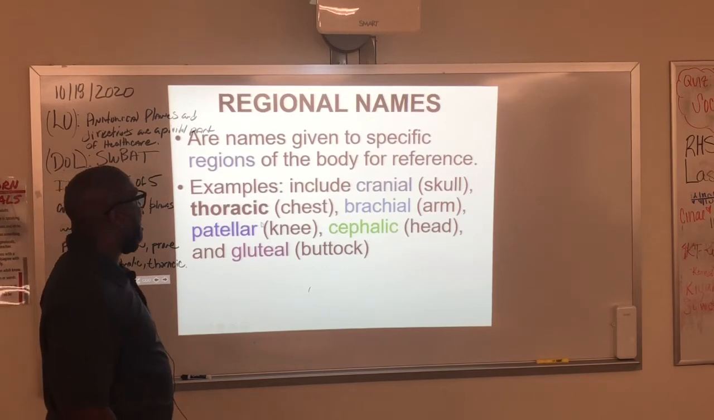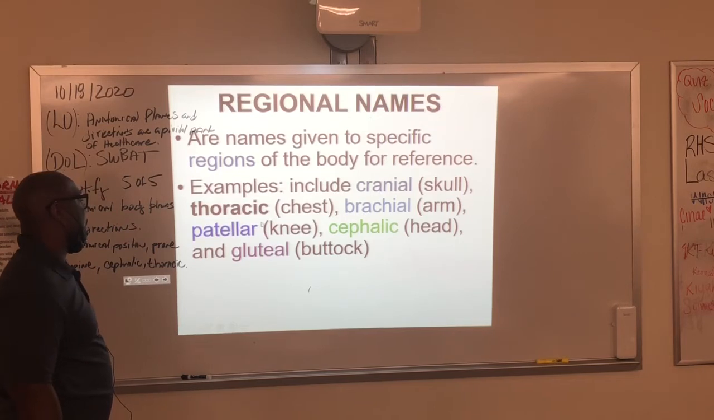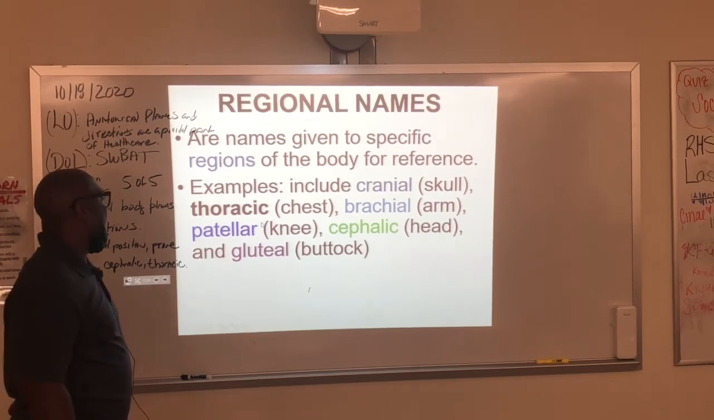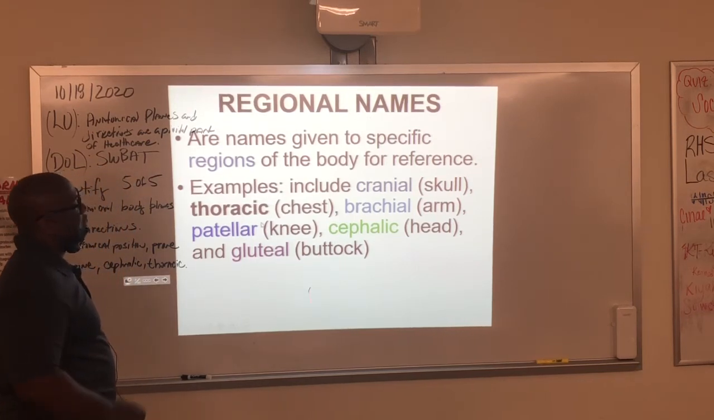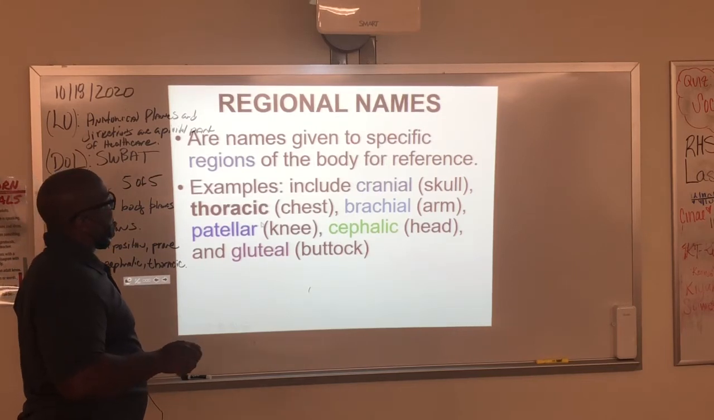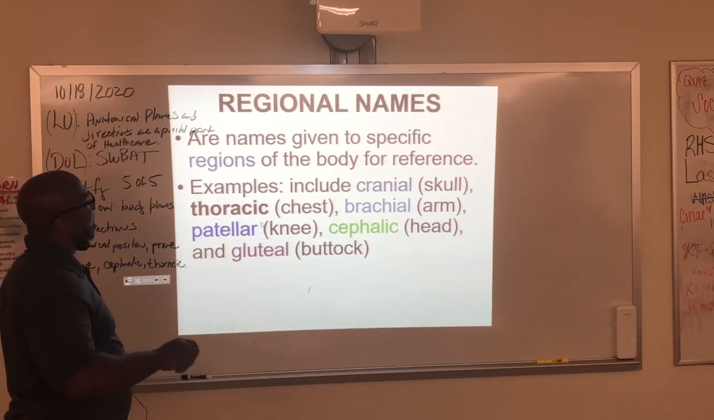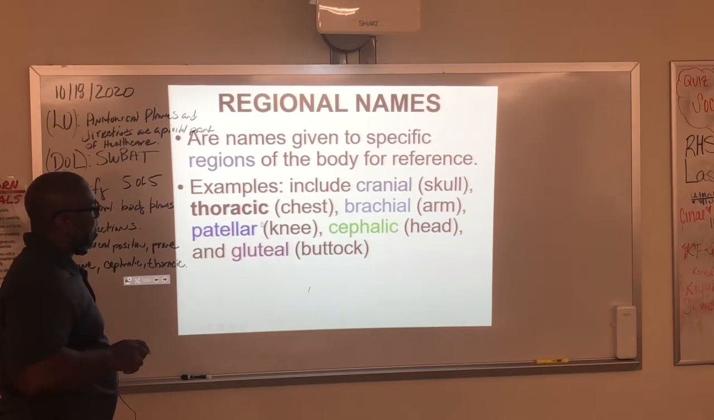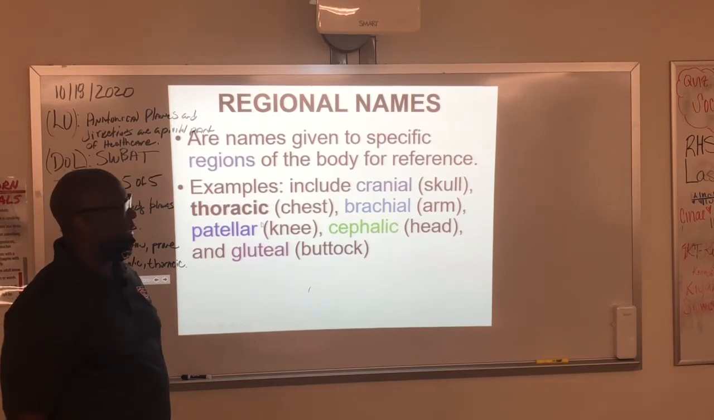Examples include cranial, skull; thoracic, which is the chest; brachial, arm; patella, knee; cephalic, head; and gluteal, buttocks. These are just examples of names specifically for the regions of the body, just for reference. This is the most important part: names given to regions of the body for reference. We'll get back to those, but they are just the examples.